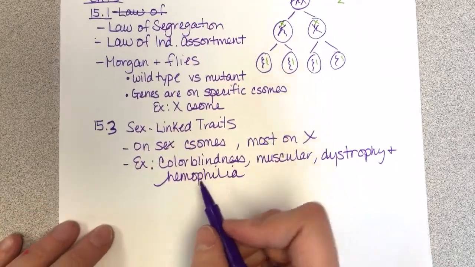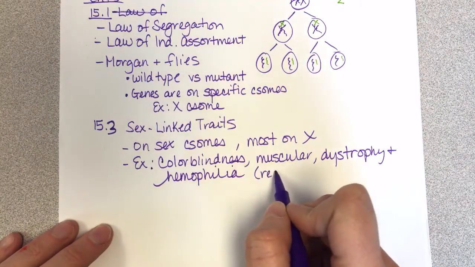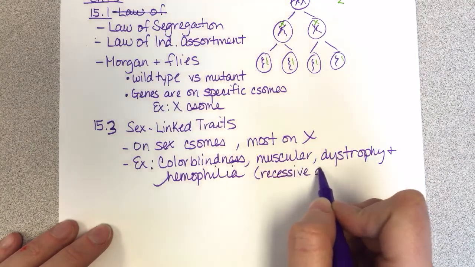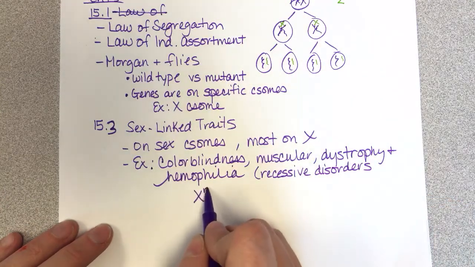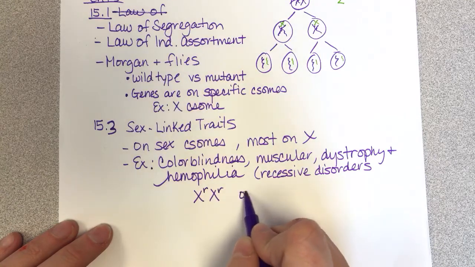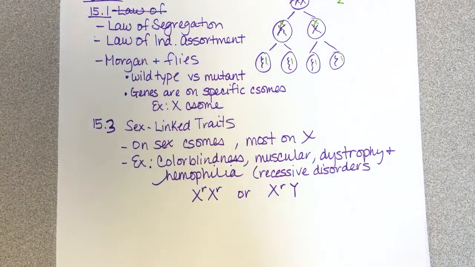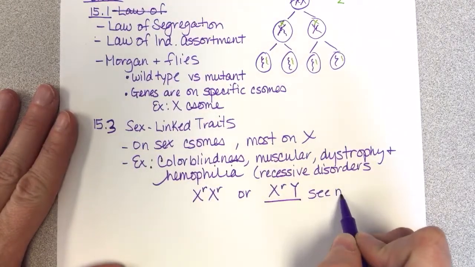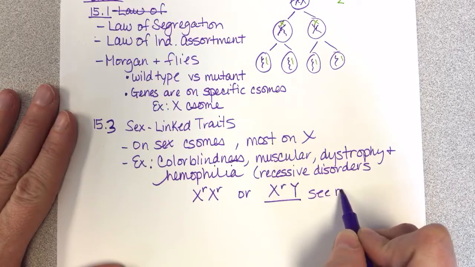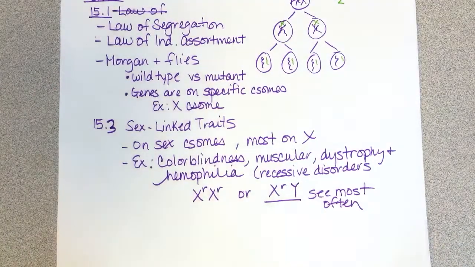And so for colorblindness, these are all recessive disorders. So that means, remember, if you're a female, you're X little r X little r, or X little r Y if you're a male. So males only have one of the colorblind genes, because they have one X chromosome, and that's why we see these most often in males, all right, as a result of that.